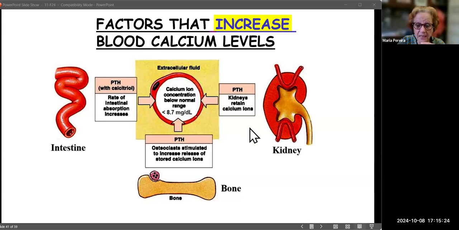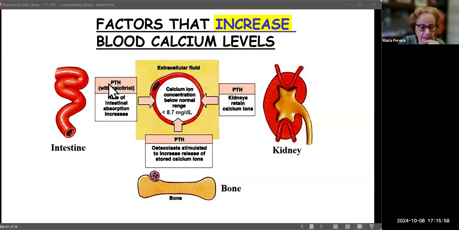What does it do? It acts at the kidneys. So now you want to prevent calcium excretion. You want more calcium to remain in the blood and not be excreted by the kidney. So now you want to activate osteoclasts. Why? Because you want more calcium to be removed from the bone and to go into the blood. So here you have parathyroid hormone acting at the kidney, acting at the bone, and also at the gut.